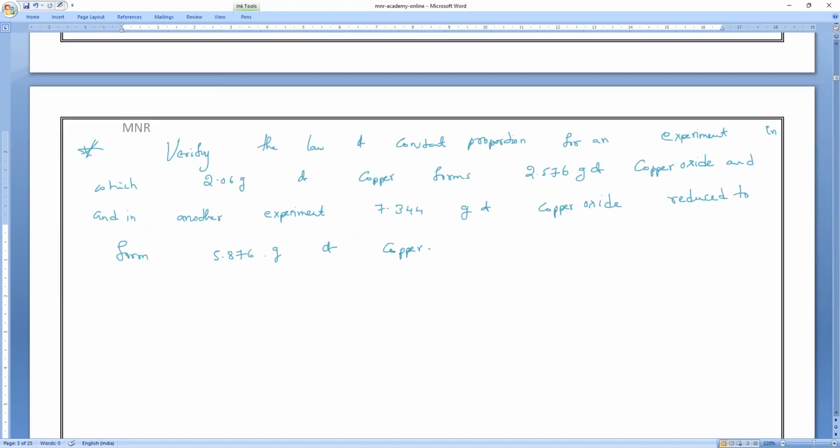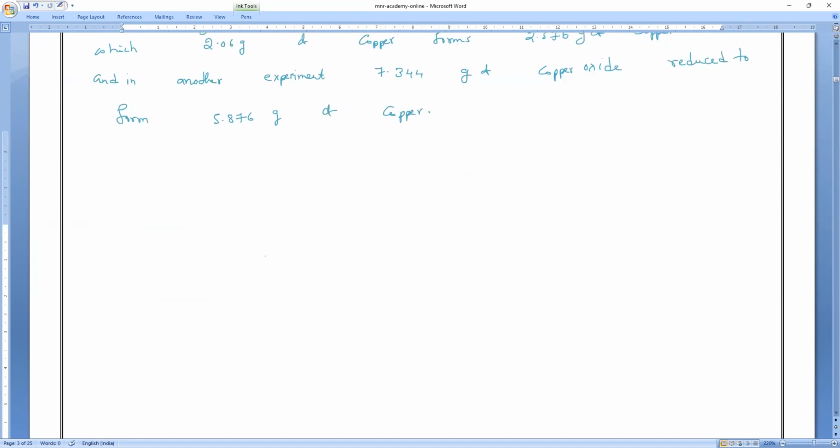According to the question, listen. Particularly in the exam, if they specify copper 1 oxide, the formula is Cu2O. If they specify copper 2 oxide, look at the screen, the formula is CuO. Or if they simply say copper oxide, then the formula is also CuO. Understand? That is the reason I have taught you this.